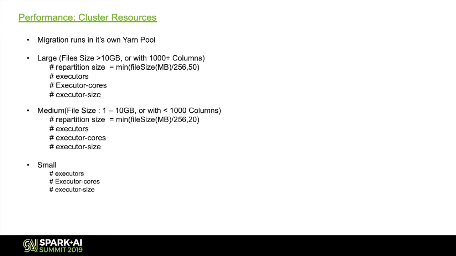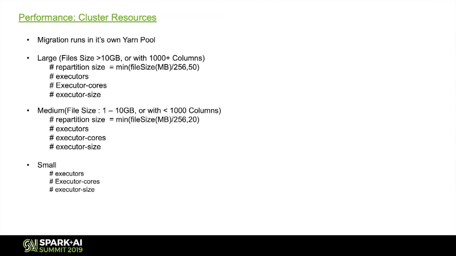Once the resource pool is set, we divided these jobs into three categories: large, medium, and small. For the large, the file size is greater than 10 gig, or we have thousands of columns. This is another thing that we have faced: when Spark was writing these data frames to HDFS, it was creating a lot of files.